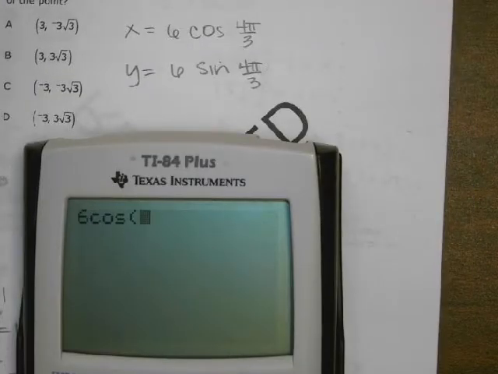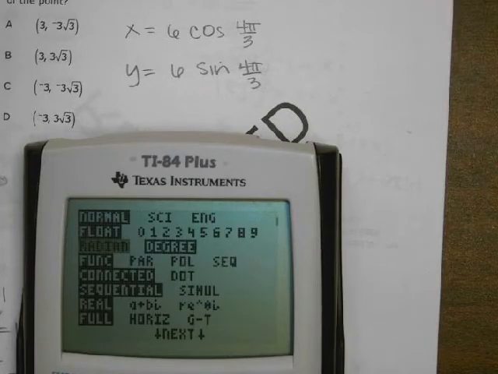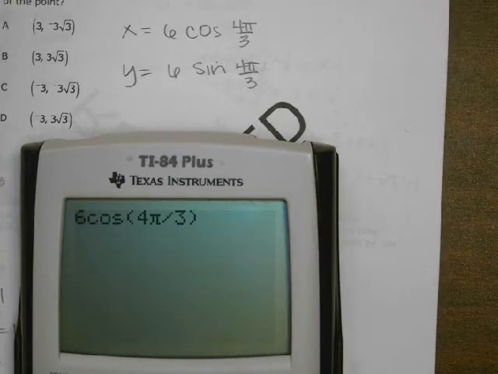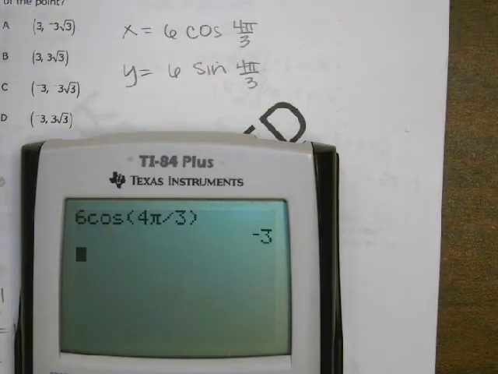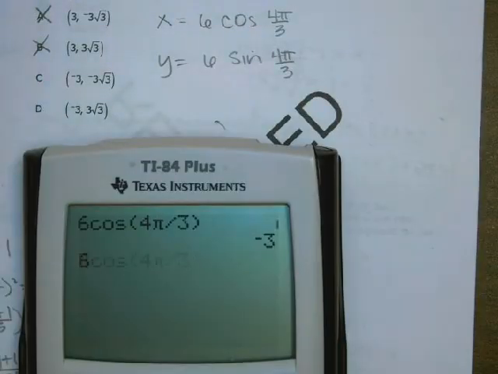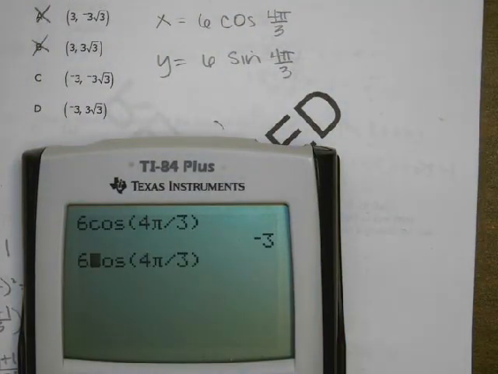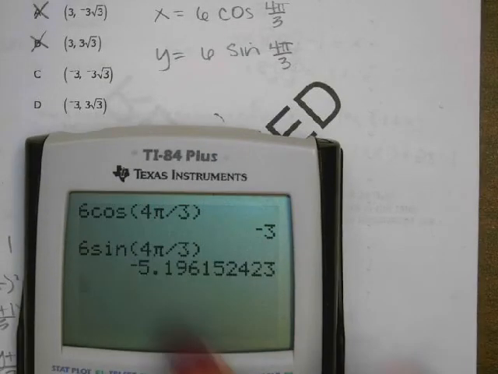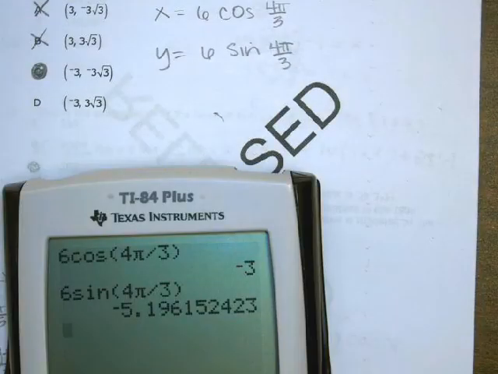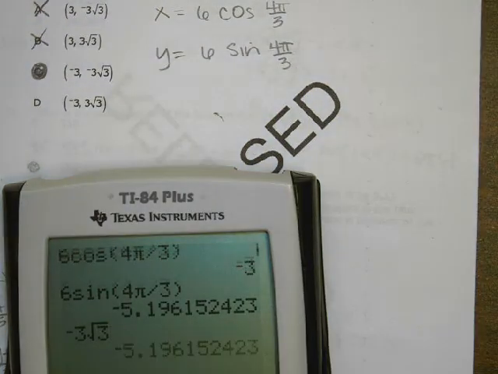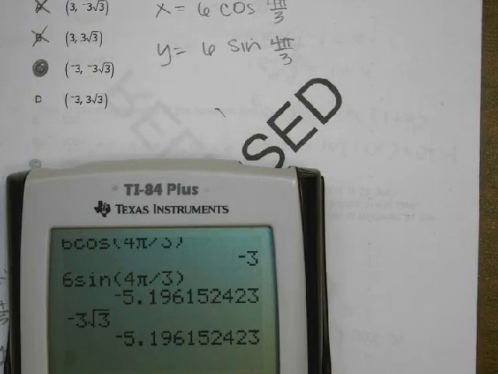I do want to make sure that I'm in radians, though, because 4 pi thirds is in radians. So the x-coordinate is negative 3. And the y-coordinate is the negative version, which makes this answer C, but I can check my decimals, and I notice that they match, so I got the right answer.